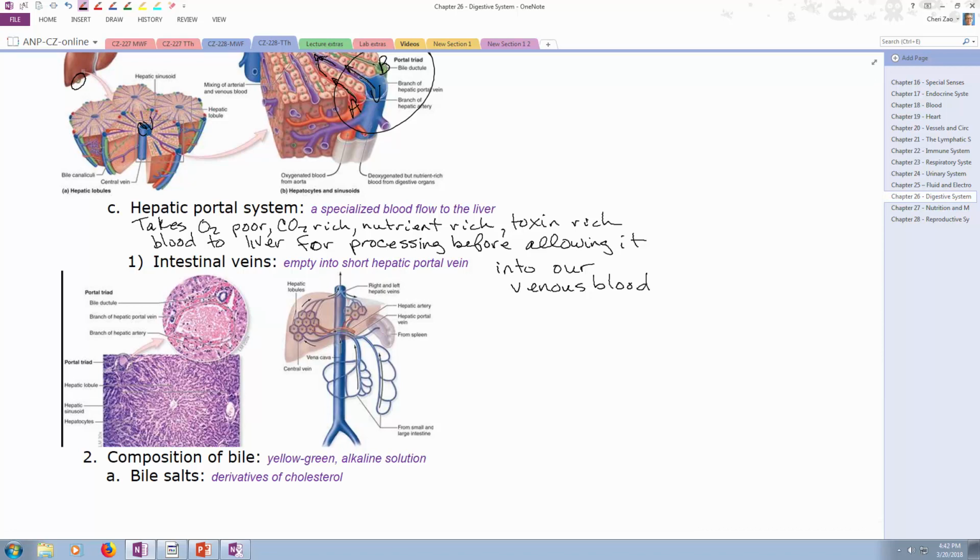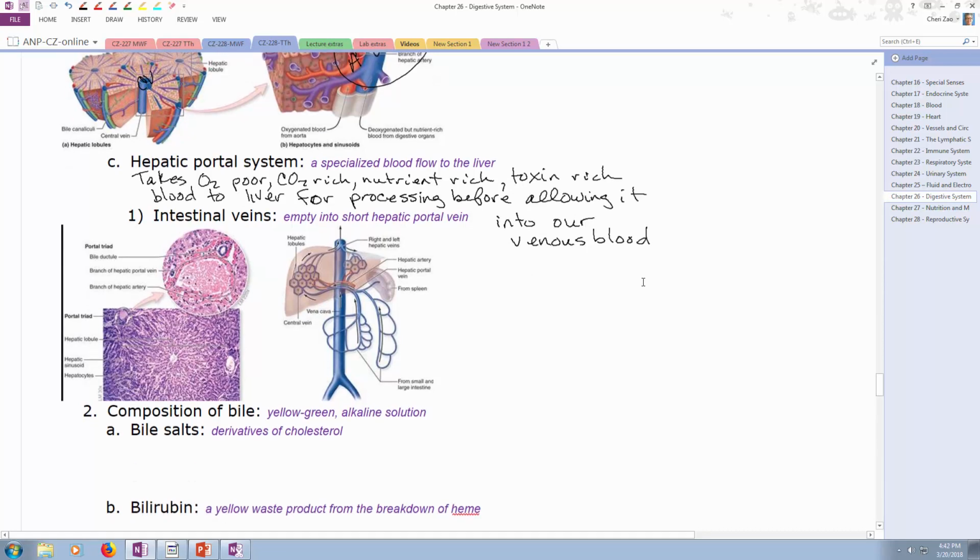This is kind of in the wrong spot, these intestinal veins, and I'll talk about it now. And then we'll go back to the biliary system after we take a quick look at this histology view.